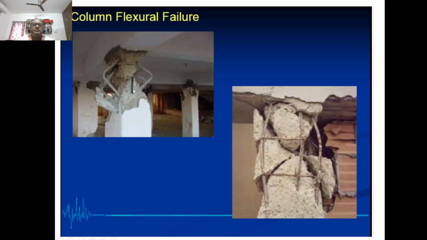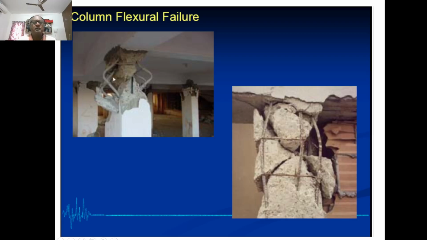Next, we would like to discuss column flexural failure. If you know the normal bending moment distribution in any column, the maximum bending moment will be at the top or bottom. That is the way it is. In between, it will be reducing, and at some point maybe there is zero bending moment. So this is a normal bending moment diagram of any column. This is under normal dead load and live load situation.